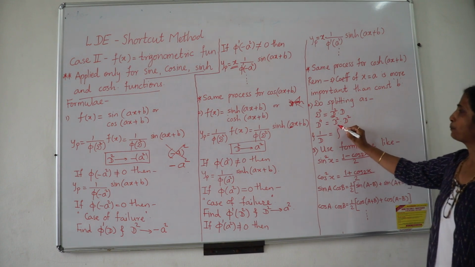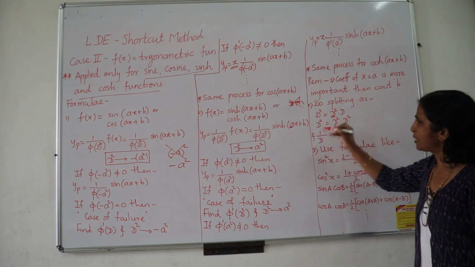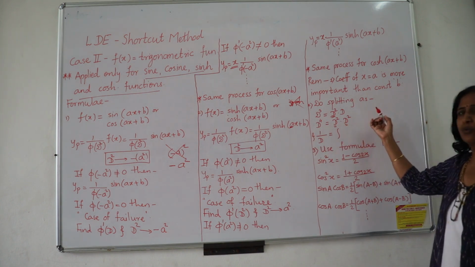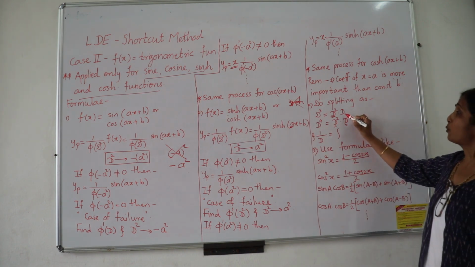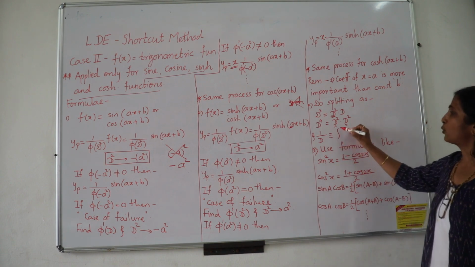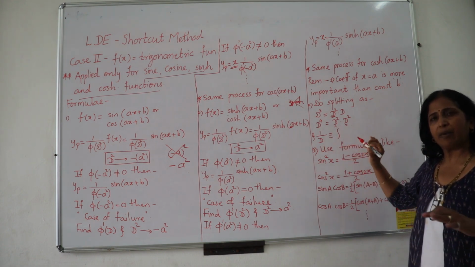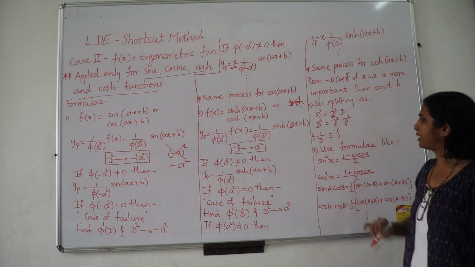D raised to 4, split up as D square multiplied by D square. This D square is replaced by the rule, and this D square is replaced by the rule. You don't have any problem. Now what is to be done with this D? If it comes as 1 upon D, it should be taken as equivalent to integration. So no need to work out 1 upon D, simply integrate by our usual integration process.